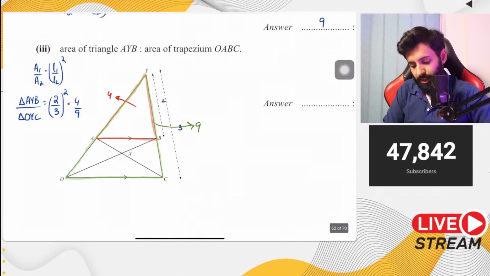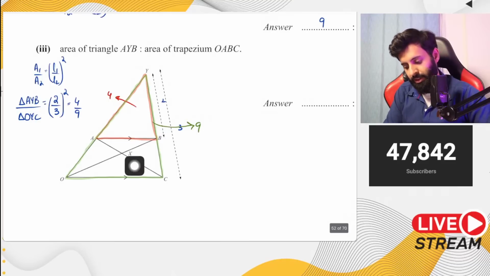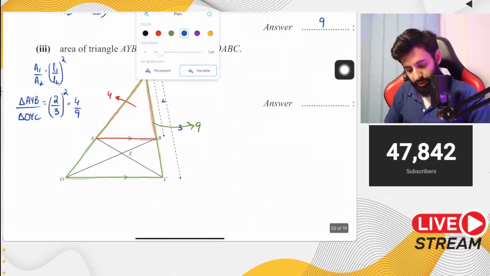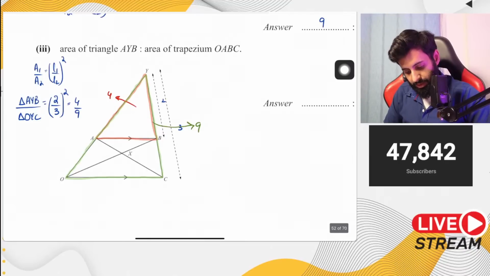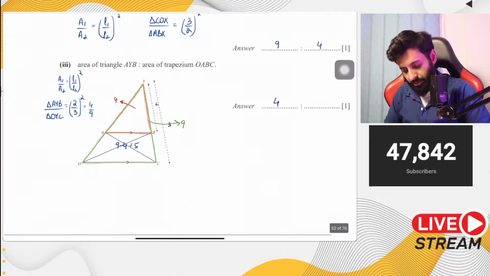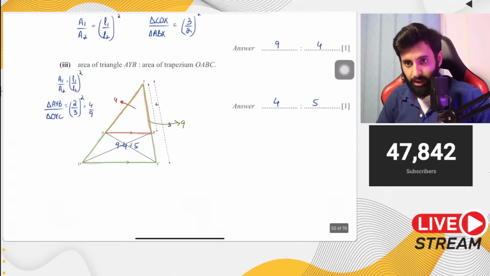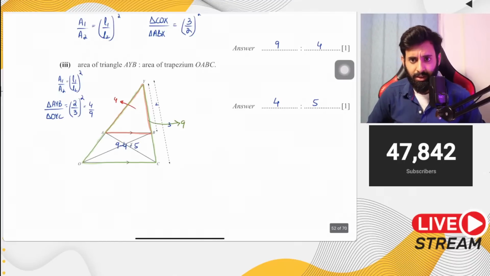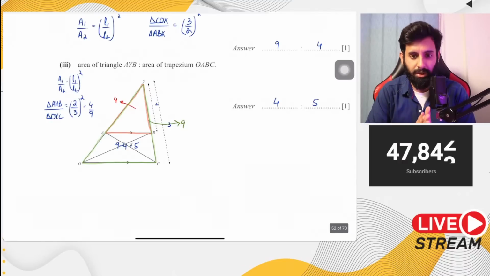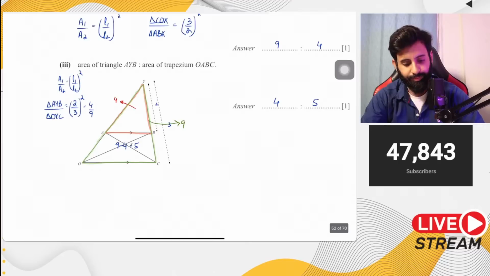So now, if the area of the small triangle is 4 and if the area of the big triangle is 9, can I find out the area of trapezium? Of course I can. All I got to do is 9 minus 4, which is equal to 5. So that means area of triangle AYB is 4 and area of trapezium OABC equals 9 minus 4, which is equal to 5. Okay. So my apologies when I said that 4:5 is not the correct answer. It is the correct answer. Good job. I probably had some other question in mind.